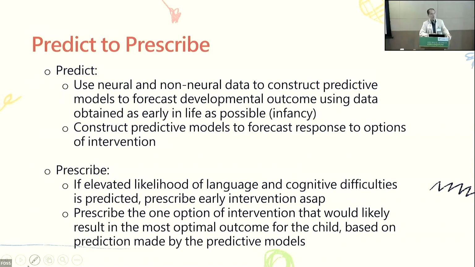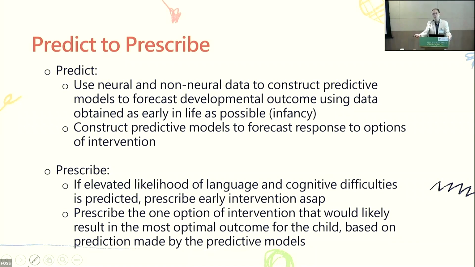So the title of my talk is Predict-to-Prescribe approach. So let me tell you what we mean by that. We want to first predict, and then we use prediction results to inform prescription of intervention. So what to predict? I mentioned a little earlier, we want to predict early using neuro and non-neuro data to construct predictive models to forecast developmental outcome, using data from as early in life as possible, so infancy. In fact, now we're doing a project looking at neonates, okay, collecting EEG data from neonates.